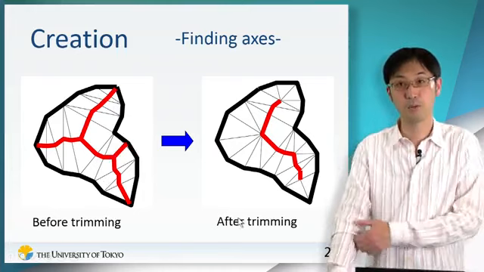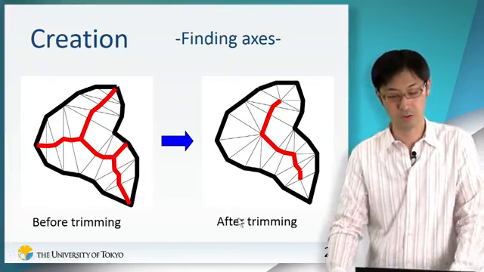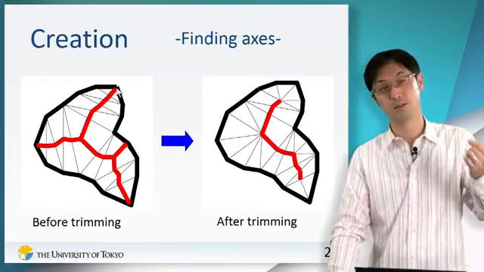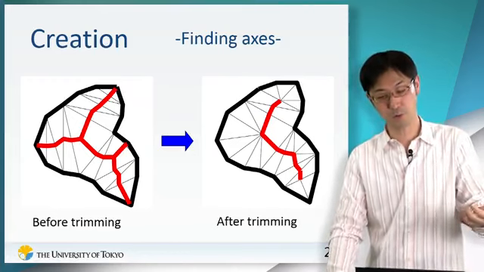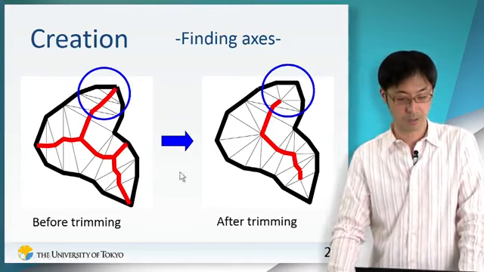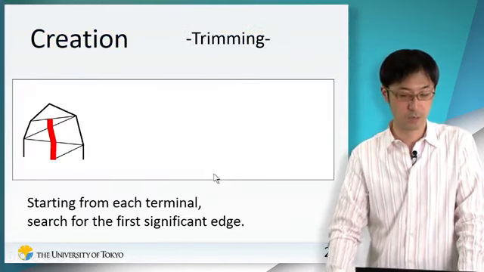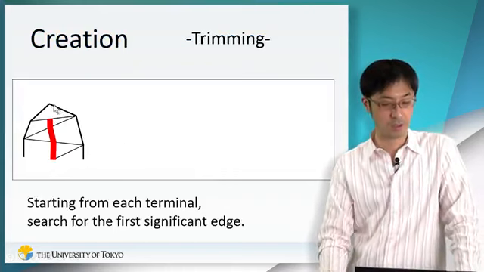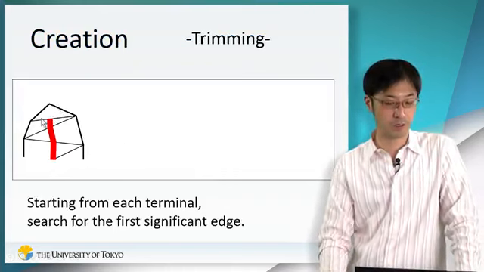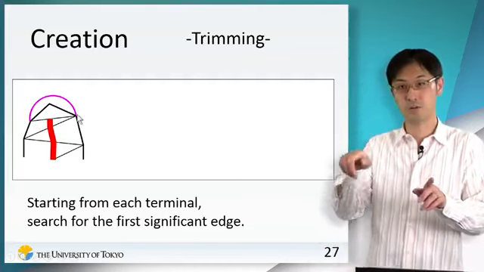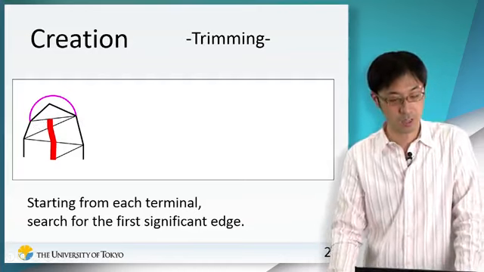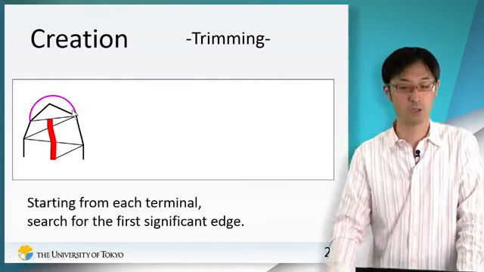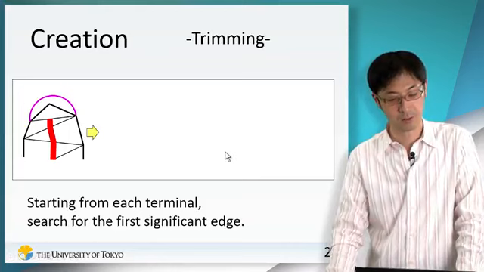Now let me describe how to do this trimming operation. Trimming starts from the end of the axis and removes them one by one. So it works like this. If you get this situation, starting from each terminal, we pick a terminal edge and then draw a circle, a hemicircle. And if all the tips are inside of the hemicircle, you go inwards, like this.